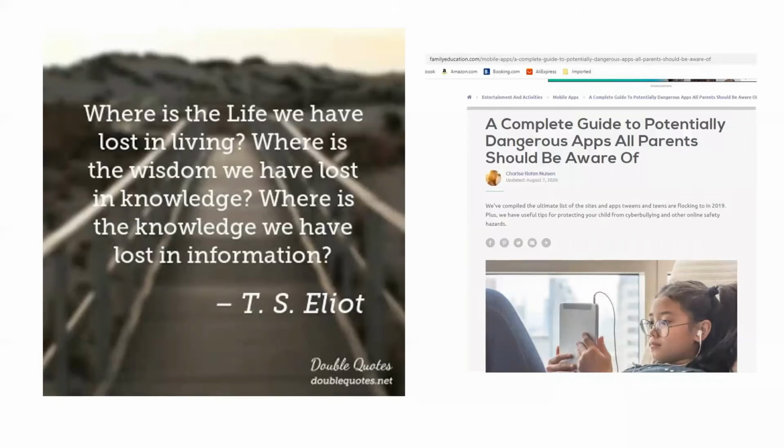For example, parenting is now becoming very, very challenging. There's a recent article, a complete guide to potentially dangerous apps all parents should be aware of, including TikTok, for example. So it really depends on the viewpoint of the individual and the user to be a responsible user.